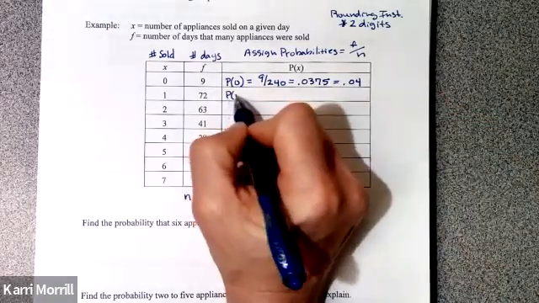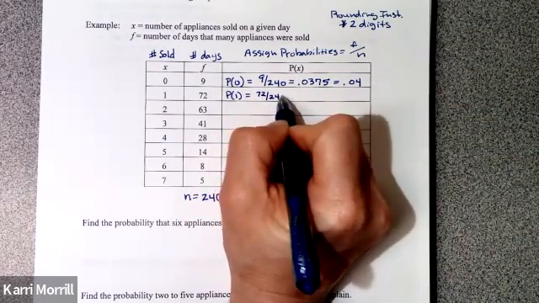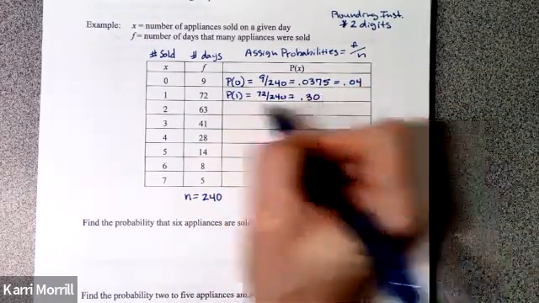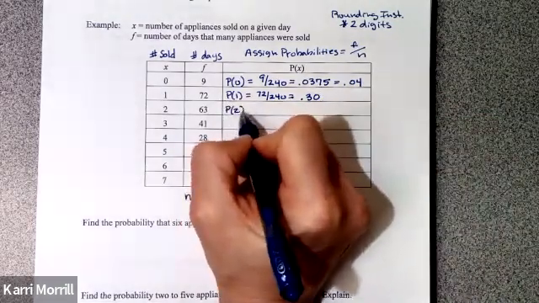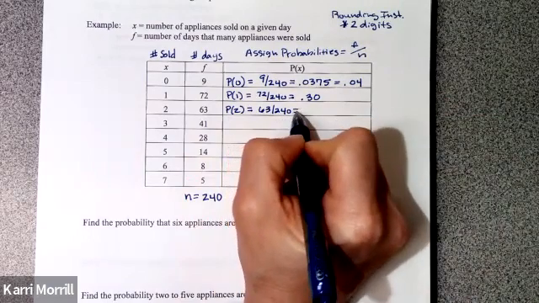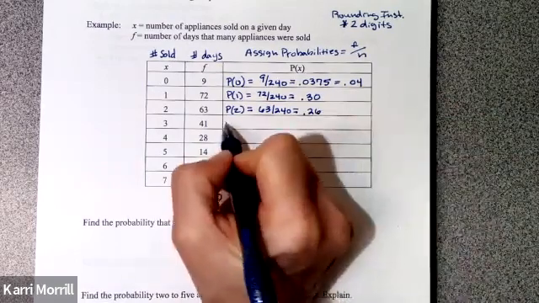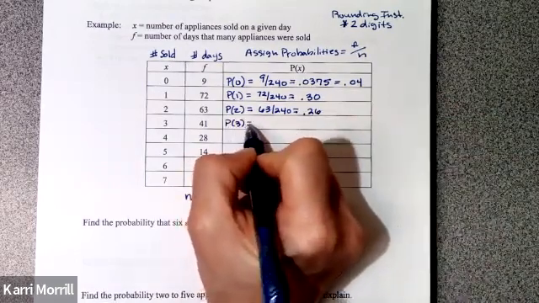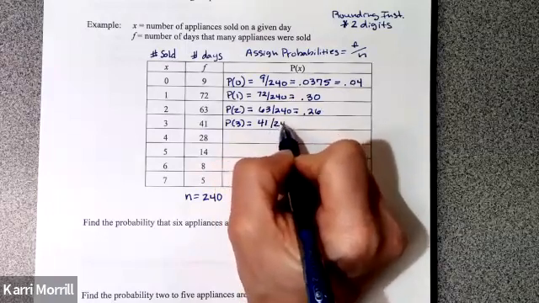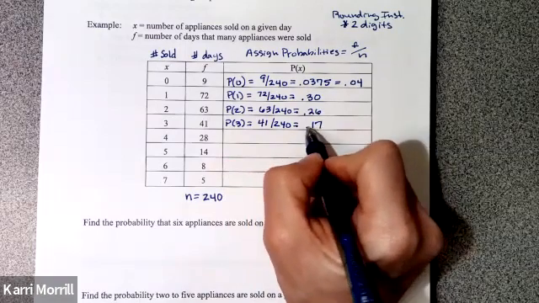The probability of selling 1 out of those 72 days, so 72 out of 240, when we round that to 2 digits would be like 0.30. The probability of 2 is 63 divided by 240, which is 0.26. The probability of 3 being sold, that happened 41 days out of the 240. So when you divide that and round, you get 0.17.